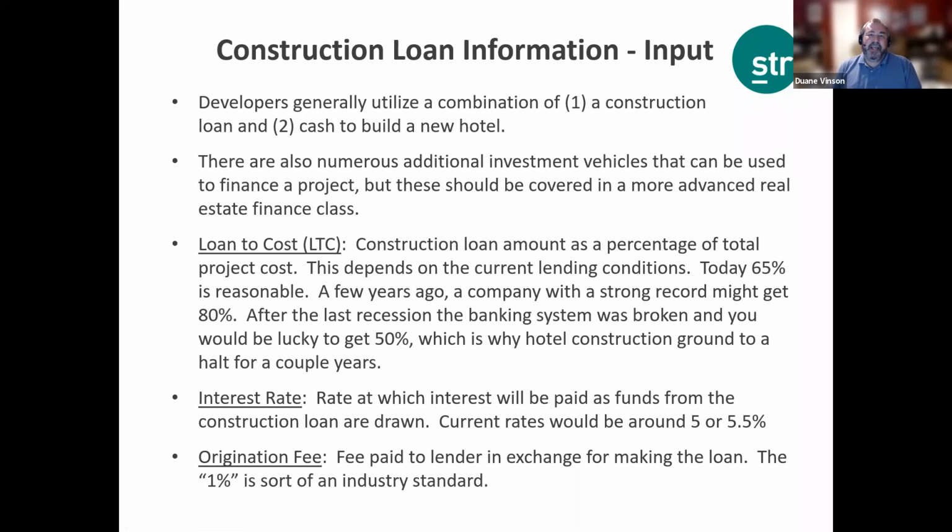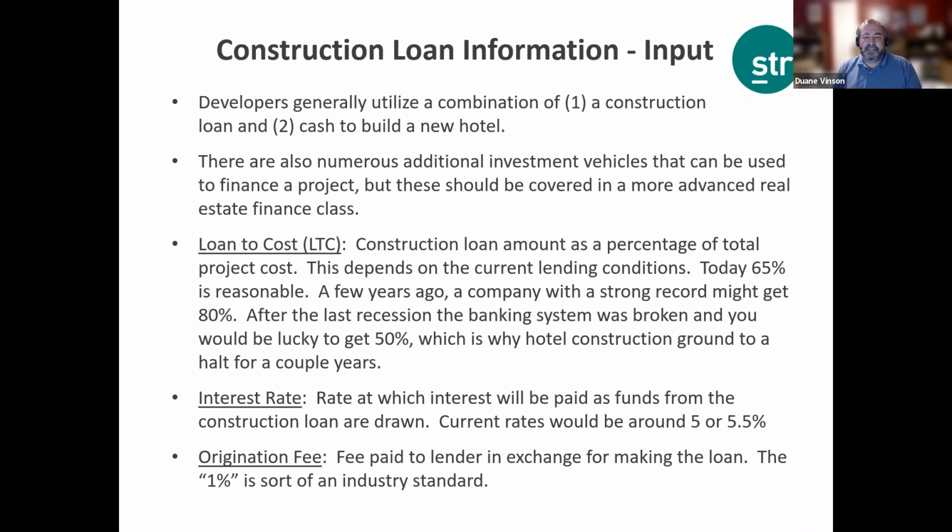Developers generally utilize a combination of a construction loan and cash to build their new hotel. There are also numerous additional investment vehicles that can be used to finance a project. The loan to cost value: the construction loan amount is a percentage of the total project cost. This depends upon the current lending conditions. Today, and this is probably about 3 years ago, we could say this, probably not today, 65% is reasonable loan to cost. A few years ago, a company with a strong record might get 80% of loan to cost. After the last recession, when banks were really having difficulty, they would be lucky if they could get half of that, half of the loan to cost value.